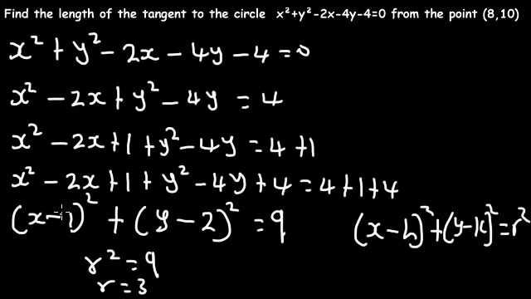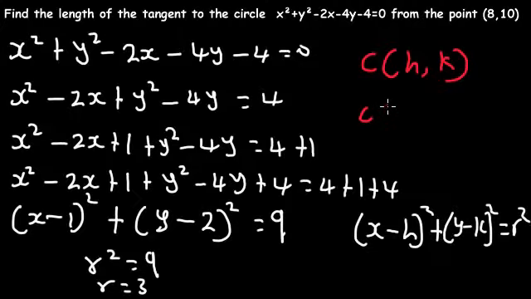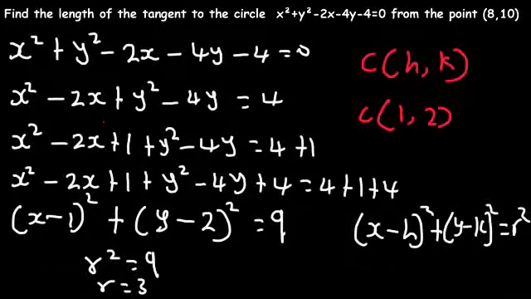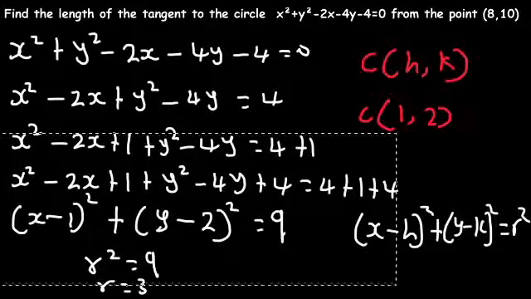Perfect. Now how can we figure out the coordinates of the center, which is the value of (h, k)? The center (h, k) will be, just take the values you see here and multiply by a minus sign. So minus 1 times minus gives us 1, and minus 2 times minus gives us 2. So the coordinate of the center is (1, 2). So we have everything we need. We can proceed on finding the length of the tangent to the circle.